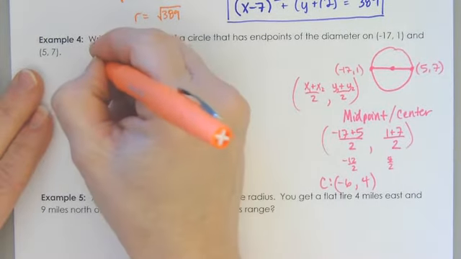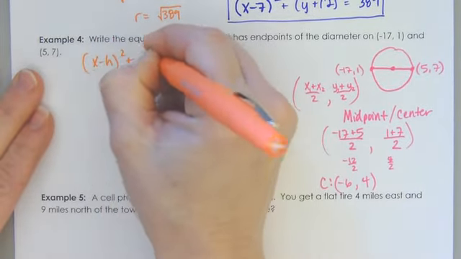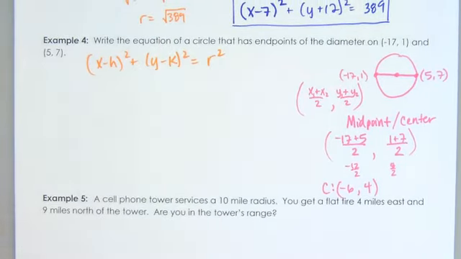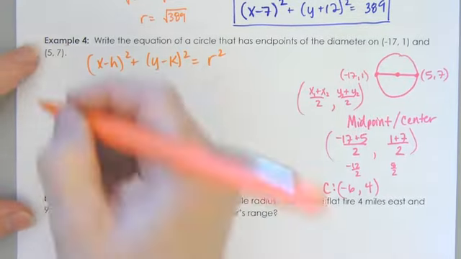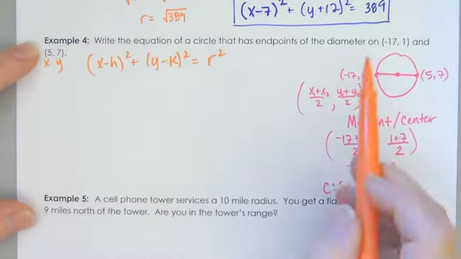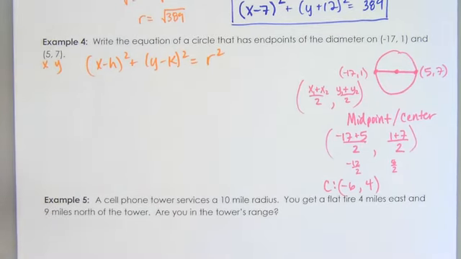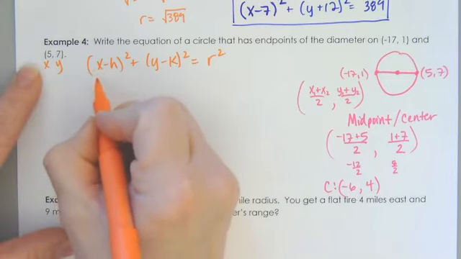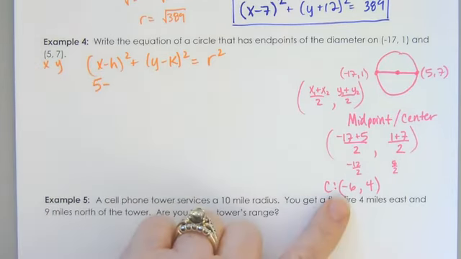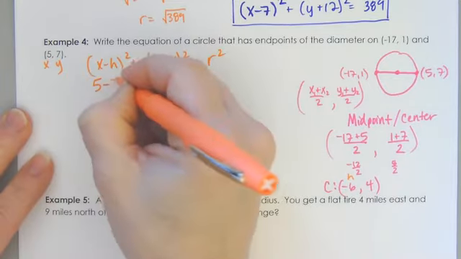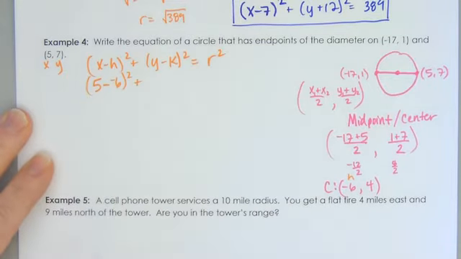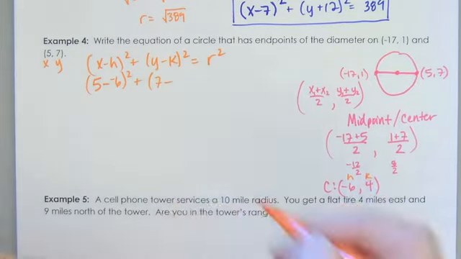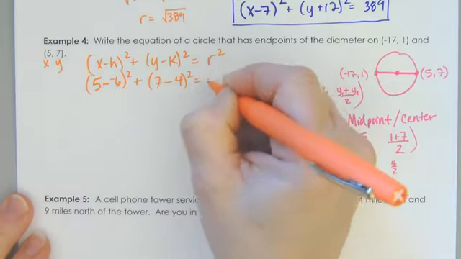So again, I've got x minus h all of it squared plus y minus k all of it squared is equal to r squared. And I'm going to plug in what I know. I'm going to use 5, 7 just because those numbers don't look quite as scary as negative 17, 1. Either one will work. All right, so my x value is 5 minus my h value is negative 6. So that's really just a plus there. My y value is 7 minus my k value is 4. Squared is equal to r squared.